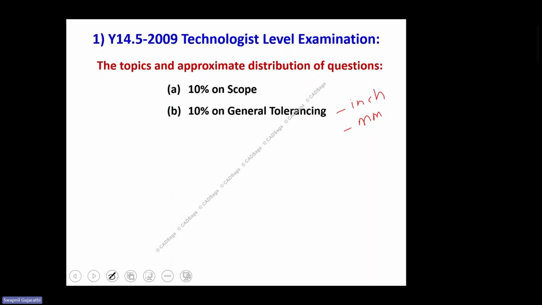Guys, one guy was there during COVID. I trained one batch of GDTP senior level. He was one of the participants. He came back from the US during that COVID period, and he was already technologist level certified. And I trained him, and he was the smartest person in that training.